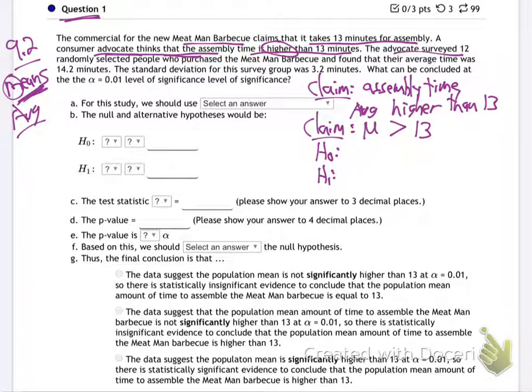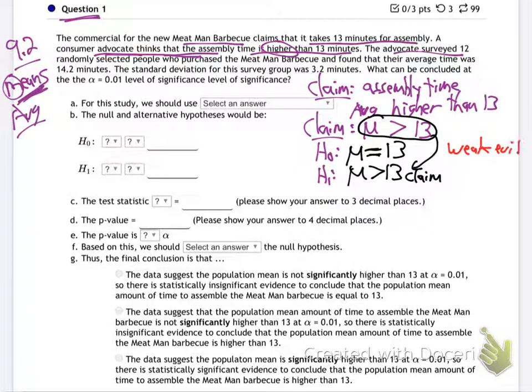What's H0 going to be? It's always same number, same letter for both these, right? Remember, whatever letter and number you have in the claim, the H0 and the H1 are always the same letter and the same number. Mu 13, mu 13, mu 13. The H0 is always equal. And then one of the two always has to match the claim. So the H1 will be the same as the claim. Let me write claim right there. And then remember, we always write weak evidence by H0, strong evidence by H1 every time.